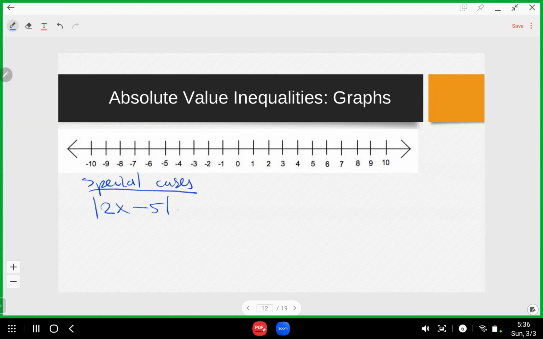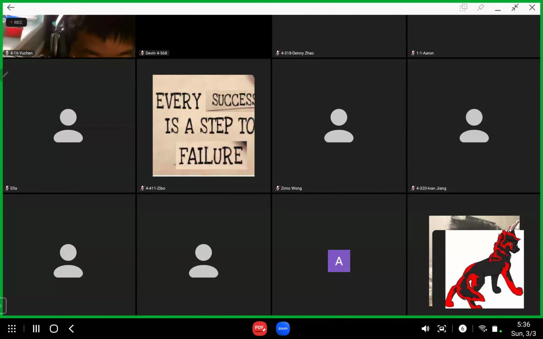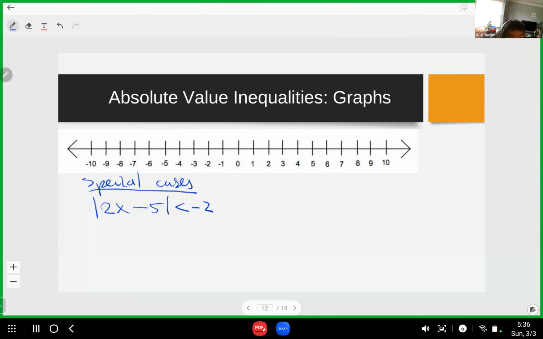The absolute value of 2x minus 5 is less than negative 2. Okay, Yu-Chen, can you help with this? Are you able to solve this, just really quick, like a demo? The absolute value of x would be x if x is greater than 0, or negative x if x is less than 0. Well, what happens when we have this, when it's less than a negative?